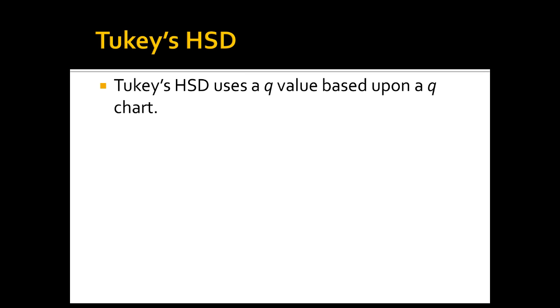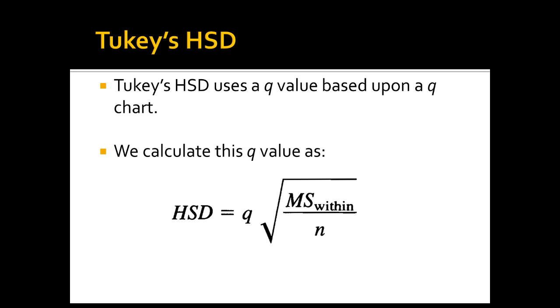So looking at Tukey's HSD, it uses a Q value based upon a Q chart. So you get another distribution. You have an F distribution, a T distribution, and now a Q distribution. And you calculate the HSD, or honest significant difference, as follows: you take the Q critical value from the chart, multiplied by the square root of mean square within over n. You already have the mean square within value, so it's an easy calculation after you've done all the work for an ANOVA. And n is the number of scores in each treatment, just to reiterate.